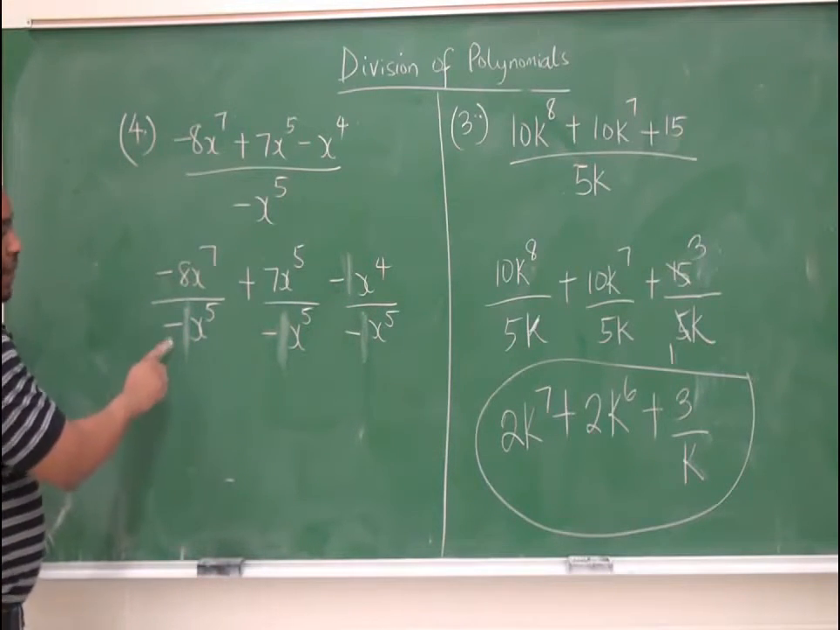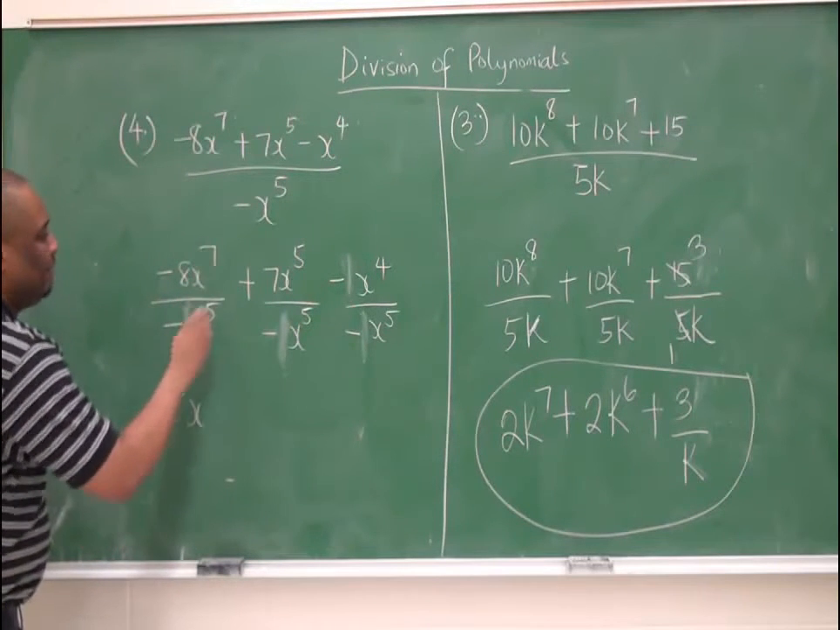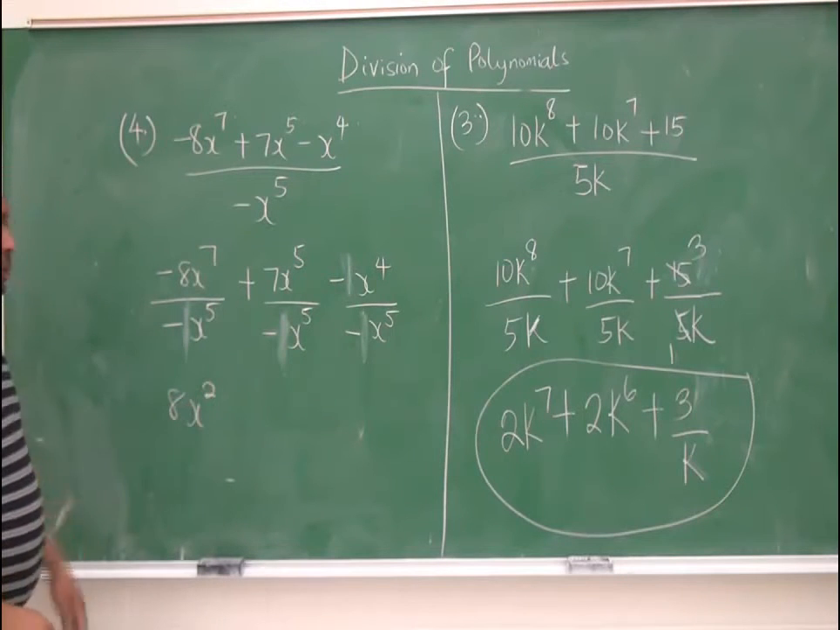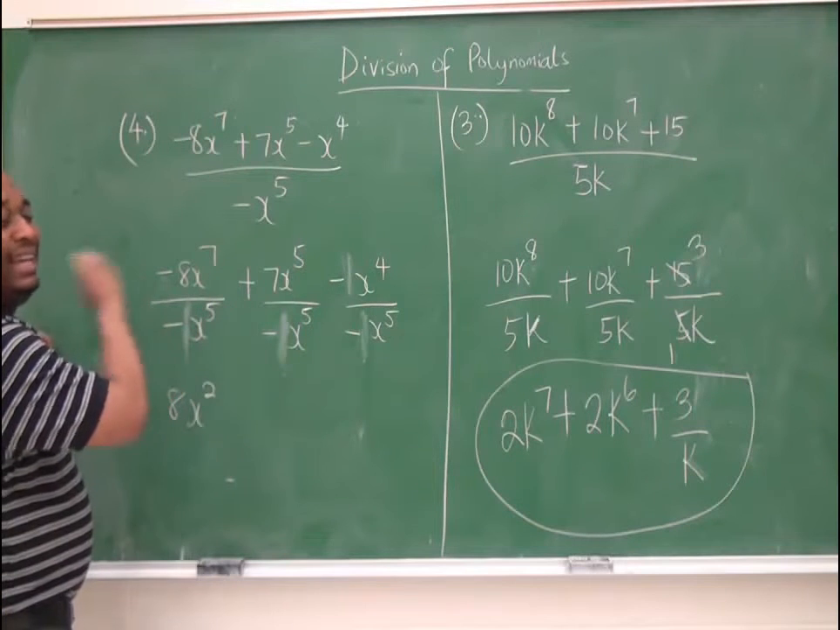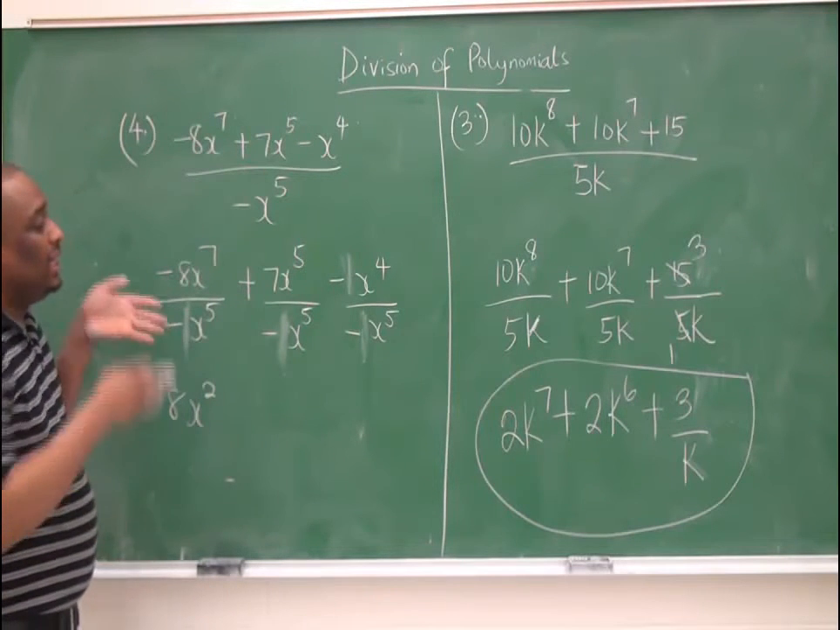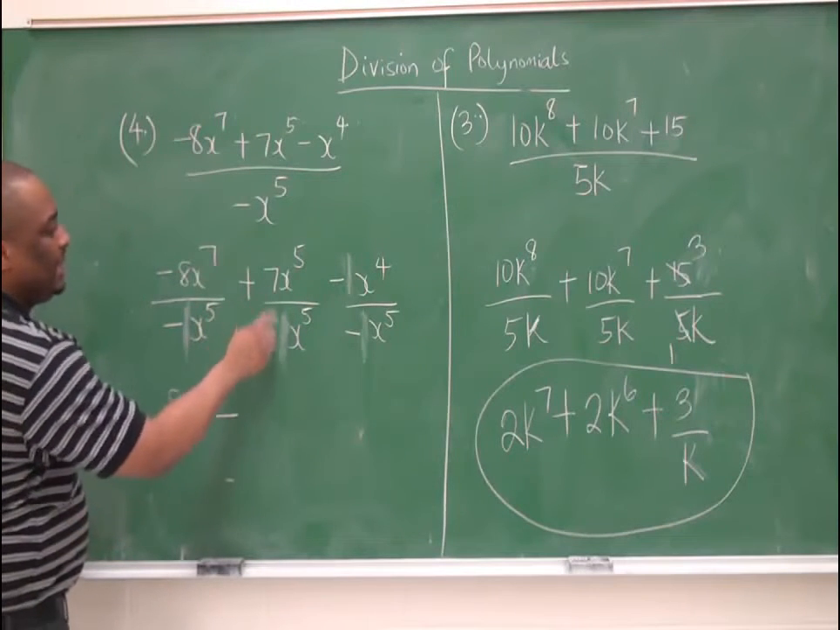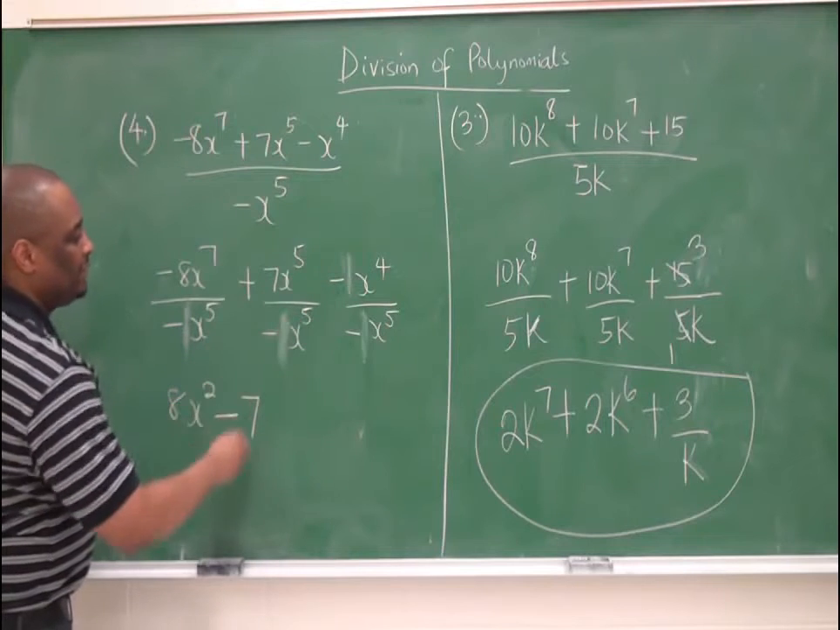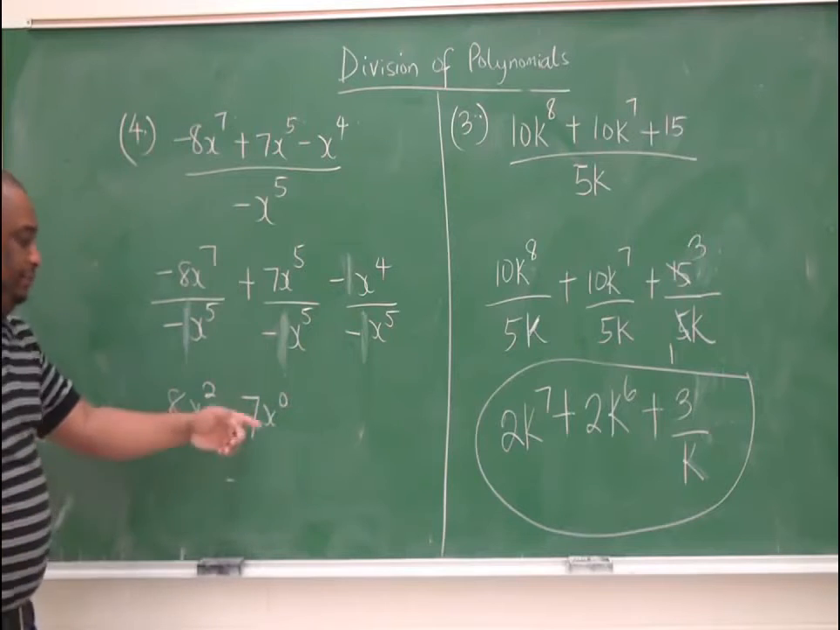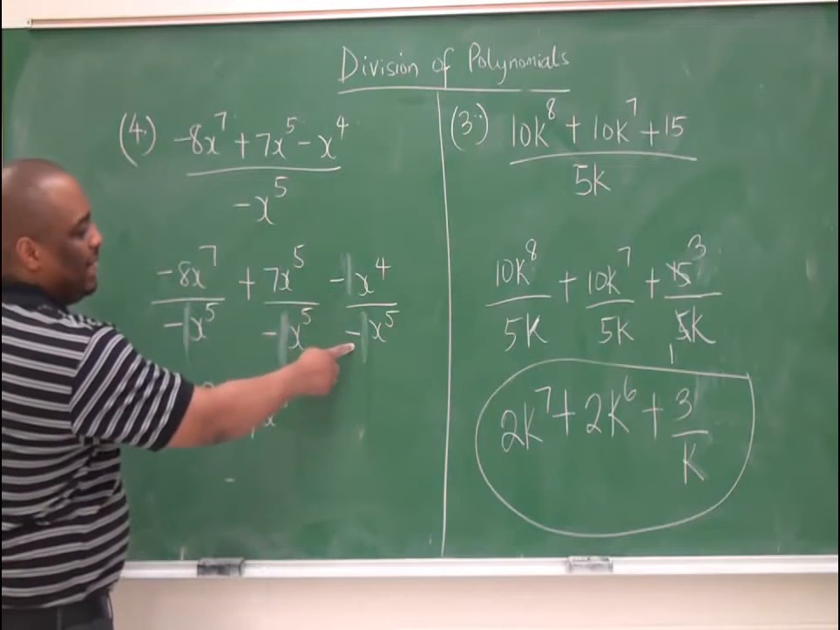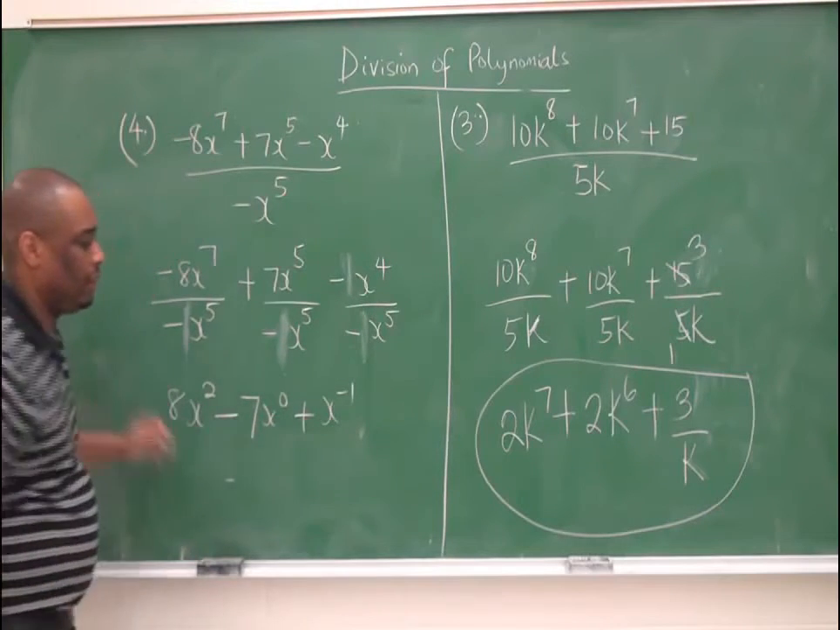Okay. Negative divided by negative is positive. 8 divided by 1 is 8. Then x, 7 minus 5 is 2. Right? Then positive, whether you say plus or positive, it is the same thing. Do not add your own signs. Just treat it as it is. Positive divided by negative is negative. 7 divided by 1 is 7. 5 minus 5 is 0. X raised to the power 0 gives you 1. Then negative divided by negative is what? Positive. Then this is x raised to the power 4 minus 5, negative 1.